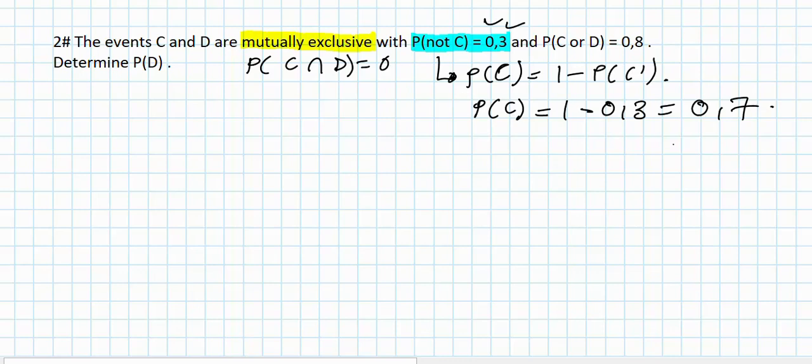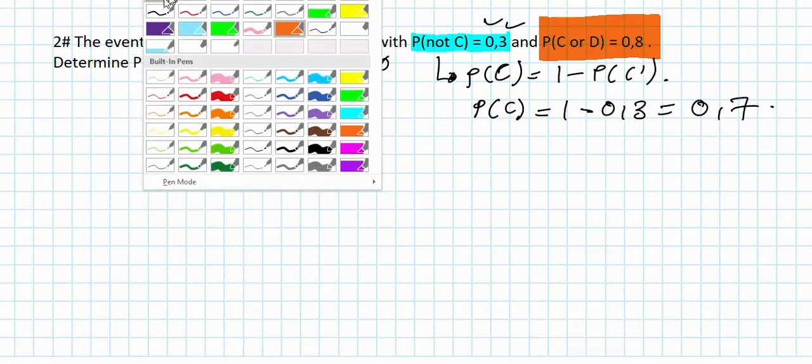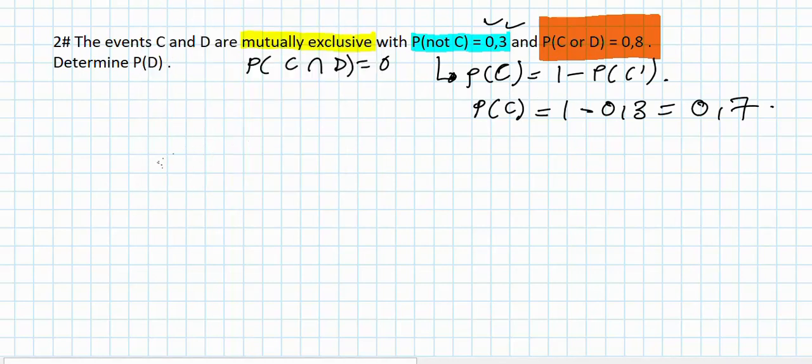What else did they give you? They gave you this one here. They said to you now that the probability of the union, let me highlight that. The probability of the union is 0.8. So, is there a formula that uses the probability of C and the probability of the intersection and the probability of the union for me to find the probability of D?